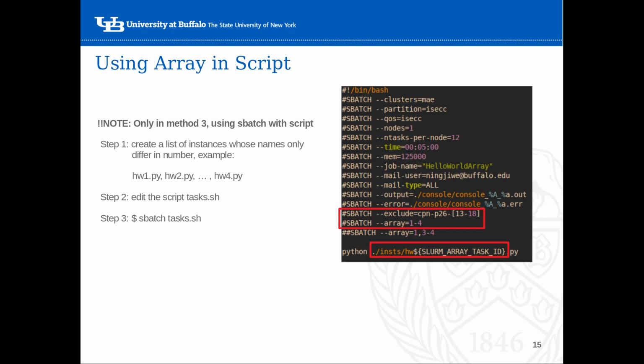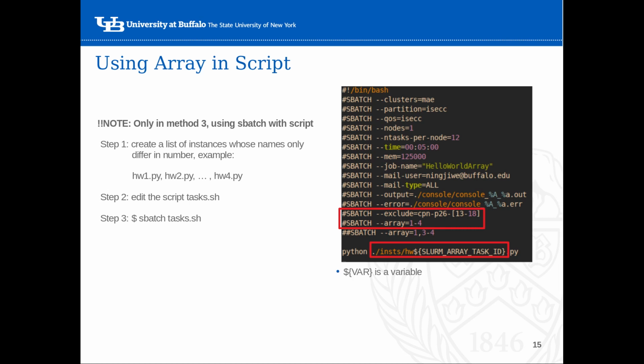So where's the value of this variable? The value of this variable comes from this thing, array from 1 to 4. That means when we submit this job, it will replace the variable here with each number. It's going to run this script 4 times, and you can do it in batch.